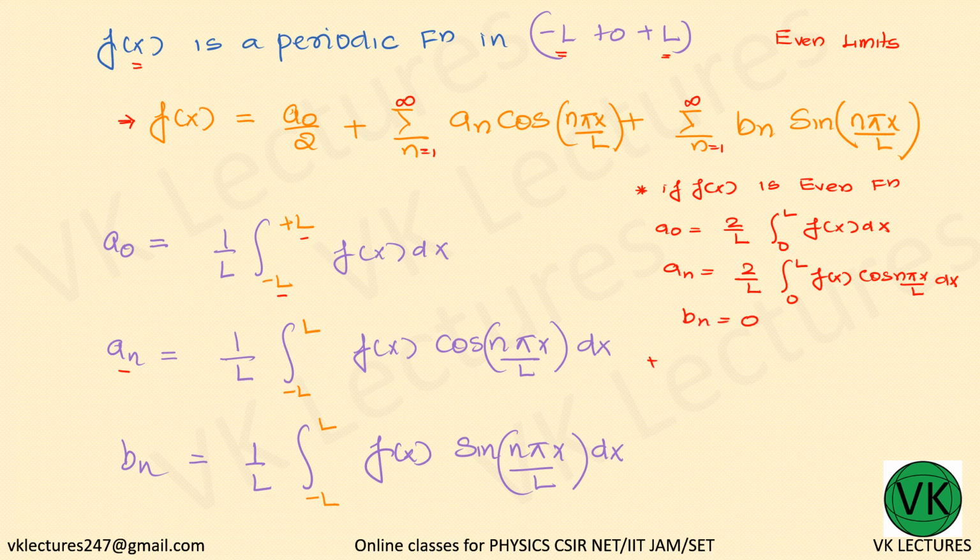And if the function f of x is an odd function, then a naught equal to 0, an equal to 0, and bn equal to 2 by L integral 0 to L f of x into sin n pi x by L dx.